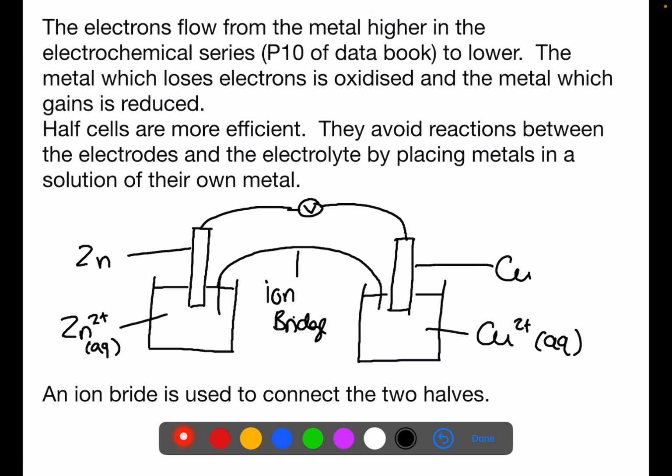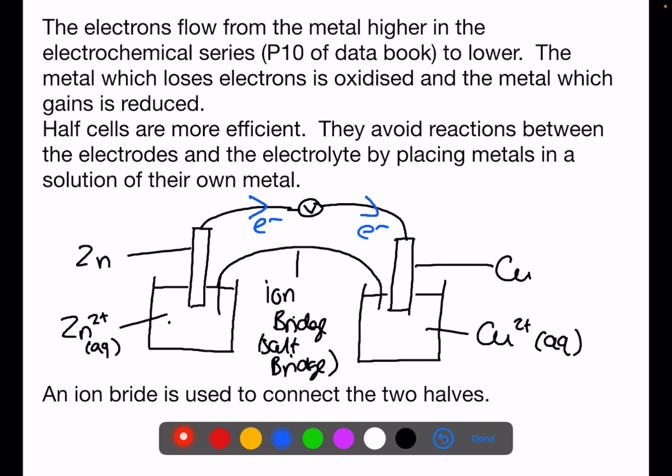So this is just a piece of paper which is soaked in salt solution. So it's sometimes also called a salt bridge. This just completes the circuit and allows ions to move from one beaker to the other. So the electrons in this case will flow from zinc to copper because zinc is more reactive than copper.